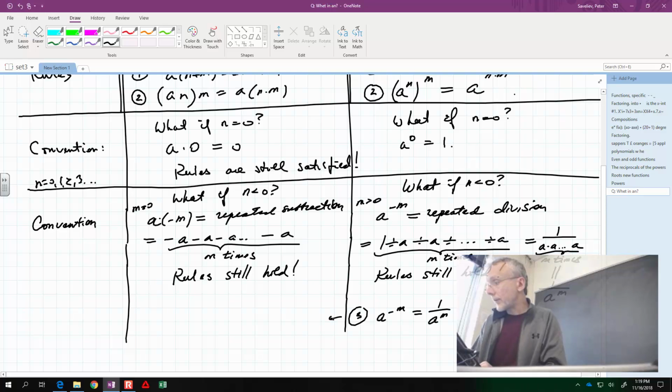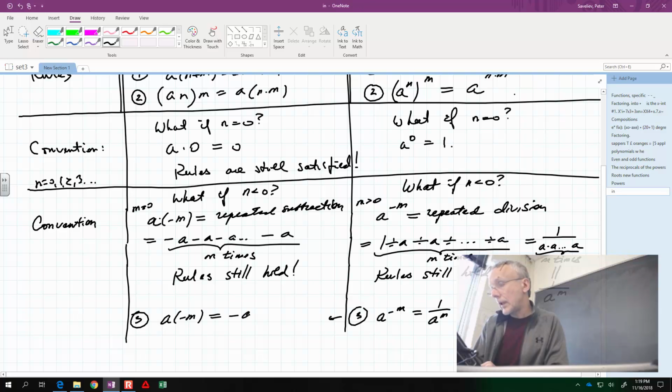Actually, if I want to go to the right, I could still have a third property for my subtraction. I'll have a times negative m is equal to negative a times m. So once again, the idea of repeated multiplication comes into play. So that's the progress.